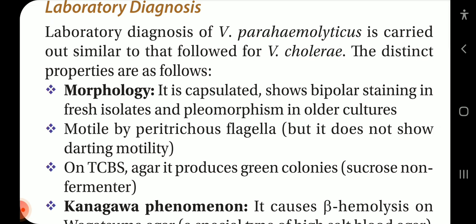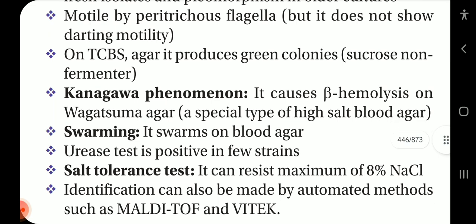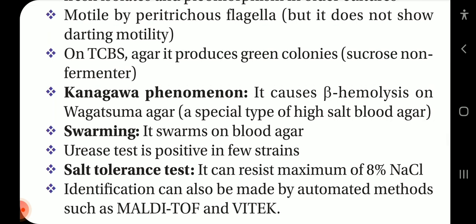Lab diagnosis. Lab diagnosis of Vibrio parahaemolyticus is carried out similar to that followed for Vibrio cholerae. The distinct properties are as follows. Morphology: it is capsulated, shows bipolar staining in fresh isolates and pleomorphism in older cultures. Motile by peritrichous flagella, but it does not show darting motility. On TCBS agar, it produces green colored colonies, sucrose non-fermenter.